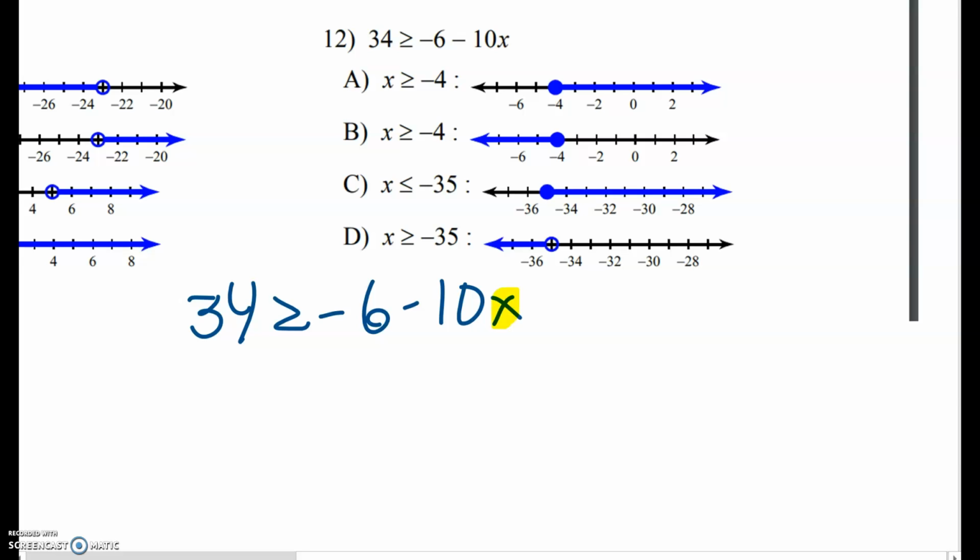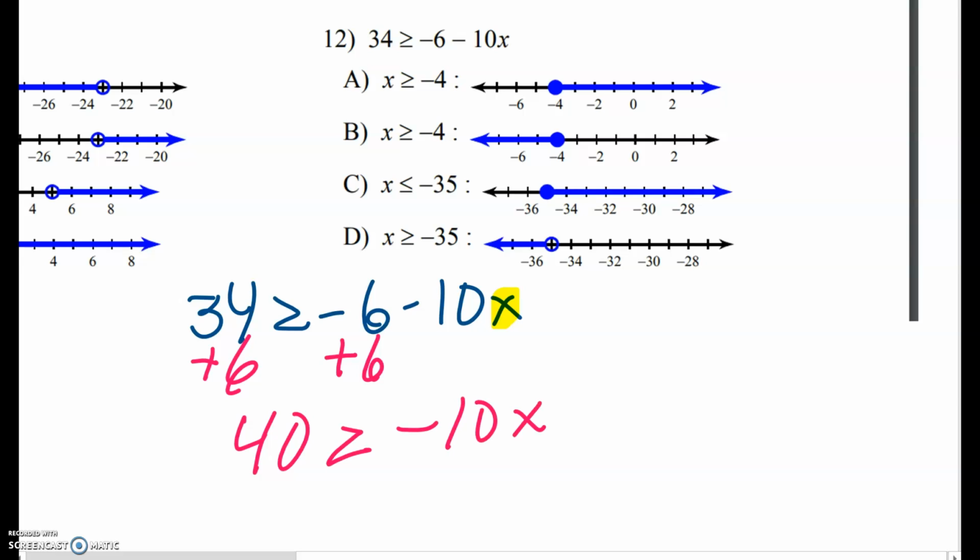So here's my variable. Remember, when you want to get a variable by itself, you always get rid of what's furthest from the variable. You keep what's close to the variable. So we're going to keep the 10x. We're going to get rid of the negative 6. So we're going to add 6 to both sides. So that gives me 40 and negative 10x. Now, how do I get rid of the negative 10? I divide by negative 10.